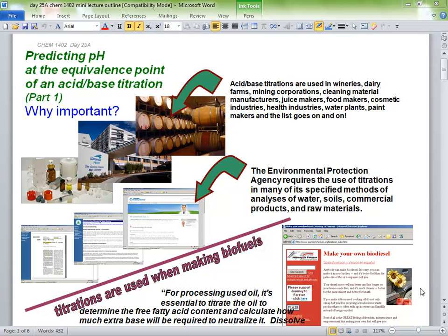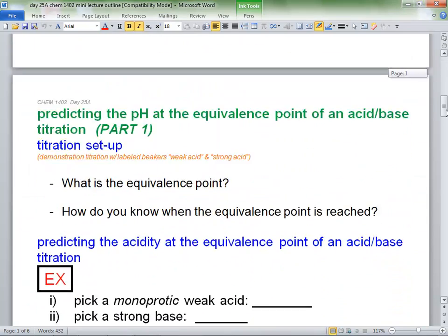The class period today is just to set things up. We're going to set things up, and then the following class period, we're actually going to go and calculate the pH at the end of a titration or a reaction, right? Okay.